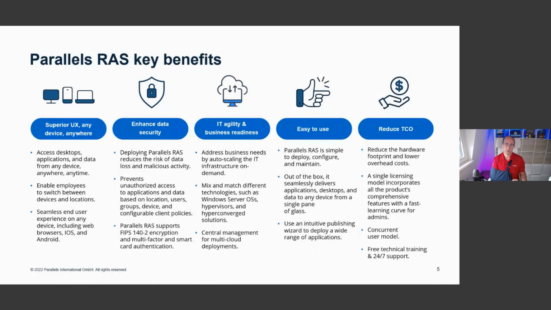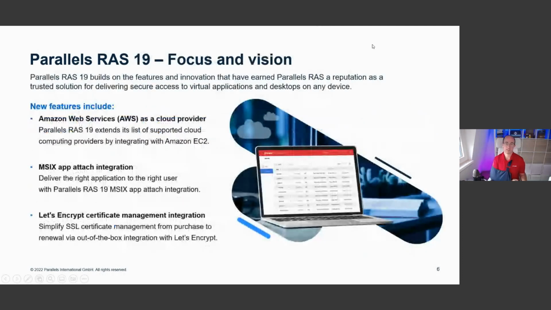So with that out of the way, let's talk about that integration. So Parallels 19 is our latest release, and it includes the MSIX app attach integration we're going to talk about today. But other main features in that release were our AWS connectivity to use that as a cloud provider, and also Let's Encrypt. So Let's Encrypt allows you to work with certificates in a much easier way so that you don't have to worry about updating and managing certificates once they expire or need to be renewed.